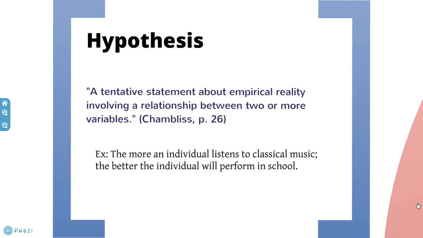The first concept to understand in Chapter 2 is the hypothesis, which is a tentative statement about empirical reality involving a relationship between two or more variables. Empirical reality is important to understand because empirical reality is something that can be tested by observations of the senses. For the purpose of this presentation, we're going to use the hypothesis: the more an individual listens to classical music, the better the individual will perform in school.